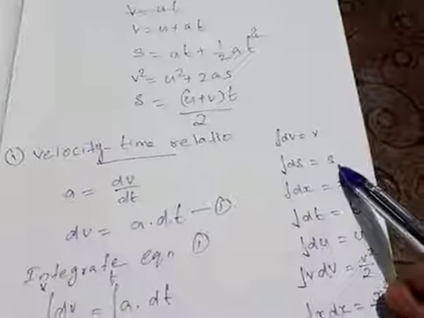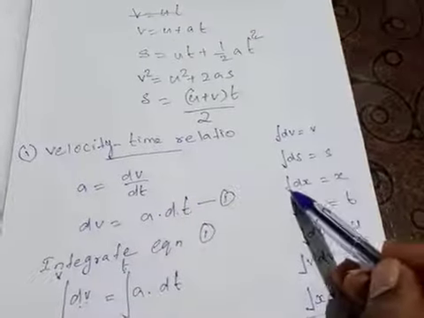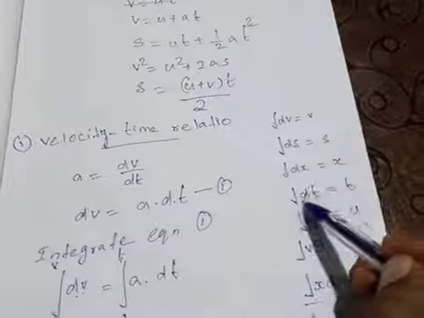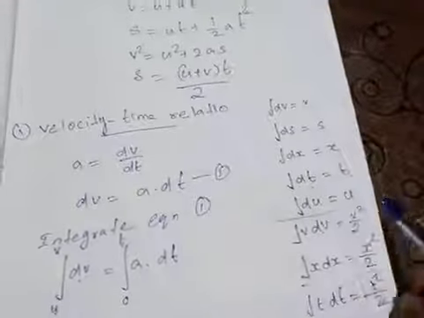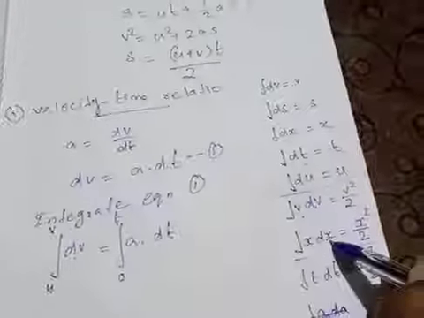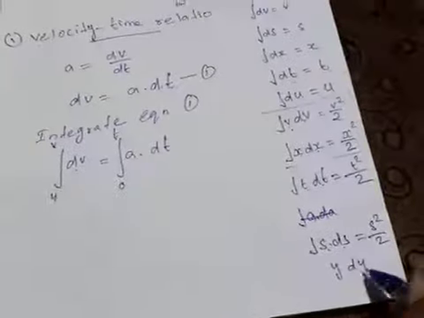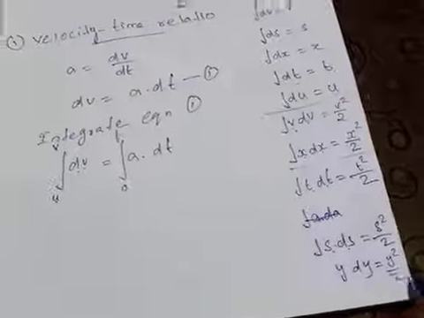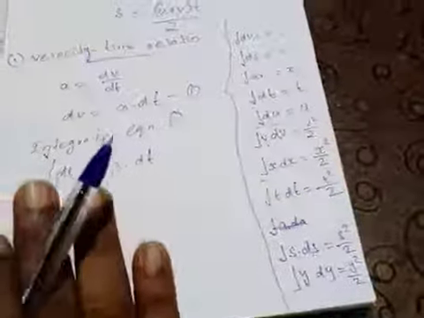Integration of ds is s, integration of dv is v, integration of dx is x, integration of dt is t, du is u. This is one type. And this is another type: v dv, x dx, t dt, s ds, y dy. So what will come? Y square by 2. This is a basic thing, so learn it. If you know this many things, you can do most of the derivations in physics.